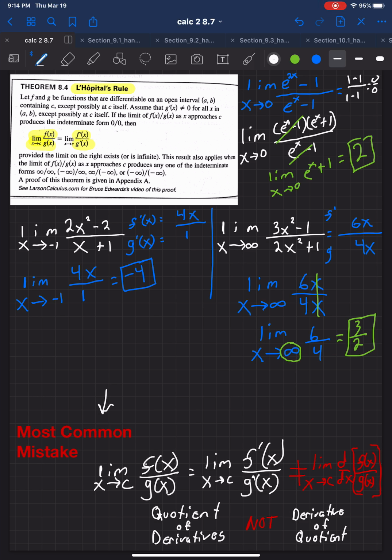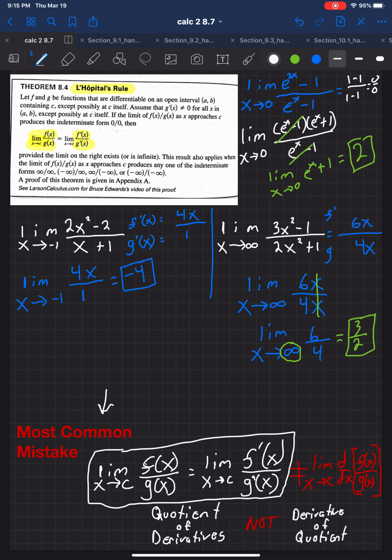Okay, so notice that L'Hopital's rule is what I'm boxing in right now. It's saying that the limit as x approaches c of some f of x over g of x is equal to the same limit as x approaches c of f prime over g prime of x. It is not, notice, the same as taking the derivative of the quotient. Okay, so it's the quotient of the derivatives, not the derivative of the quotient.